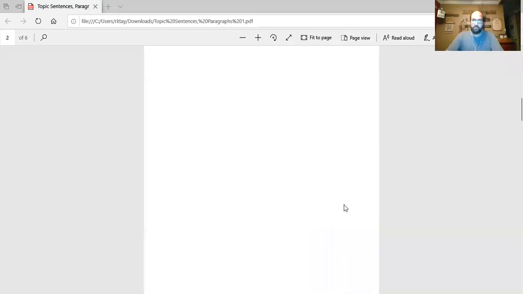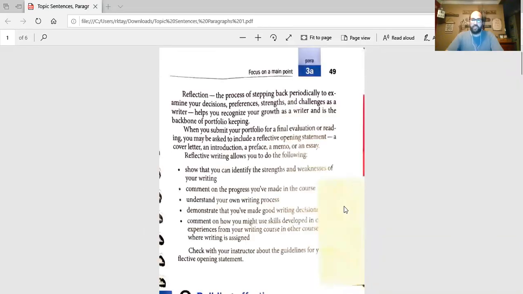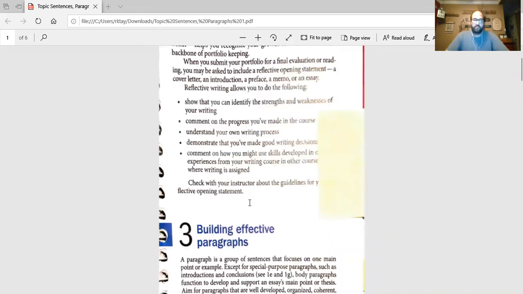I think this is it. Yes, you have to forgive my copy machine. This is my new copy machine. I take pictures and convert them to PDF.